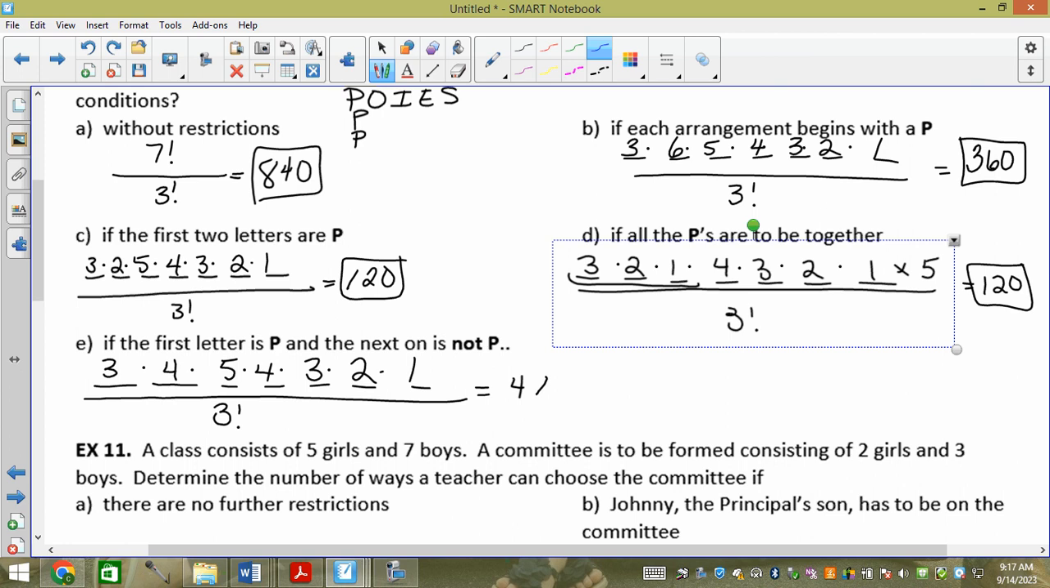Oh, this is 3 factorial, not 3. See, I just canceled that with that, which is totally illegal in all states, territories, and provinces. If I take this 12 divided by 6, it's 2. 2 times 120 is 240, which is the answer you gave me.